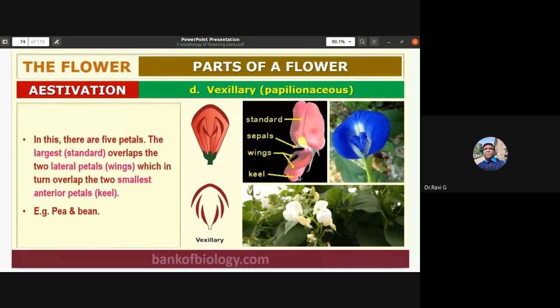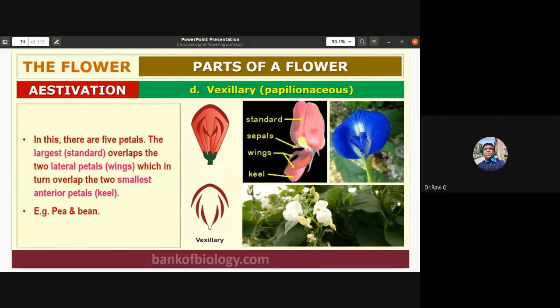So remember this papillonaceous or vexillary estivation. Examples are pea and bean. There are five petals. The largest standard overlaps the two lateral petals, which in turn overlap the two smallest anterior petals, that is the keel, which is fused to form the boat shaped structure. So pea and bean are examples for vexillary estivation.